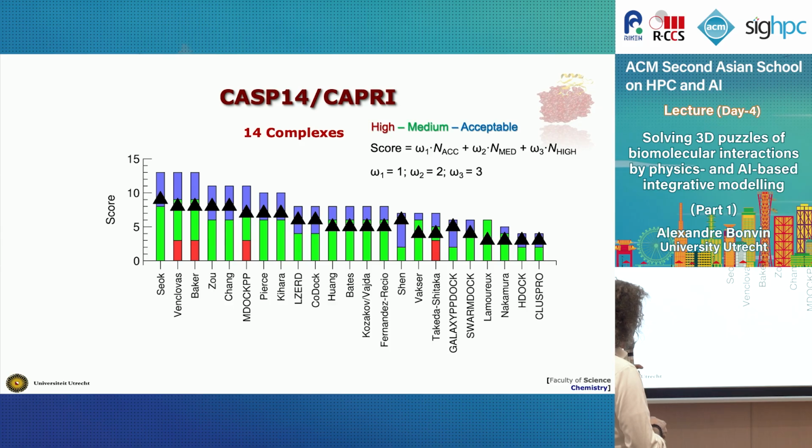So the best predictor, Seok from South Korea, got 9 targets. And then you have a number of predictors that are at 8 targets correctly predicted, okay? And then it slowly goes down.